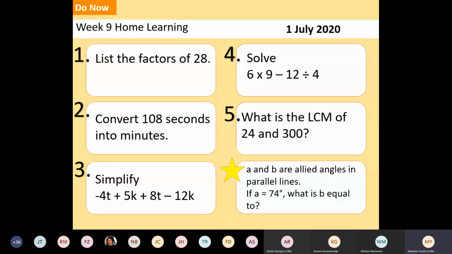Now, just like every lesson, we're going to start with a do now. I'm going to time 5 minutes for you to complete this. And when you hear this sound, that means your time is up. So you are being timed 5 minutes to do the do now. Off you go.